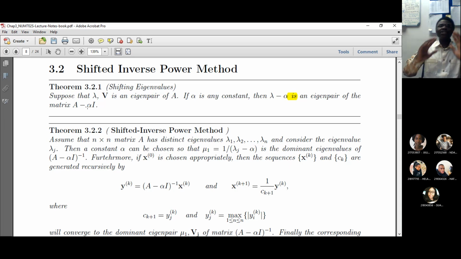All right, okay, shifted inverse power method. Remember, the idea here is we want to get all the eigenvalues. We want to get all of them, but we can't. With the power method, we can only get the dominant. So, direct power method gives us the dominant.